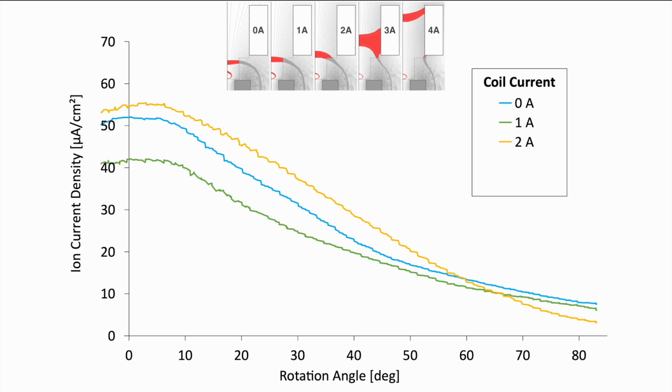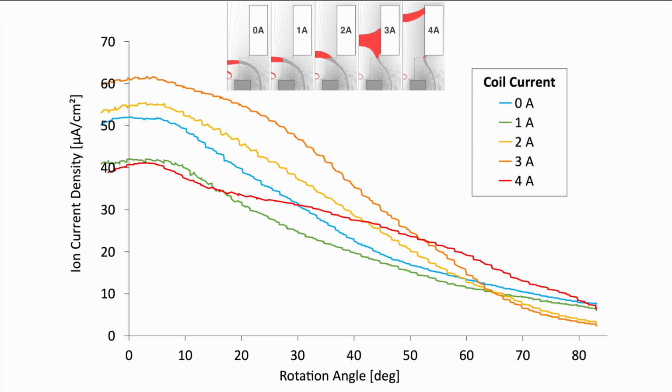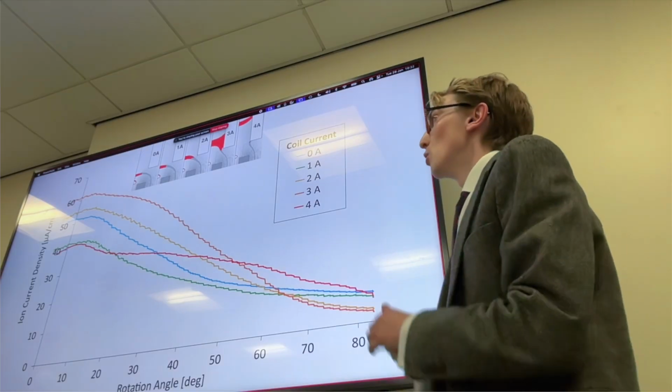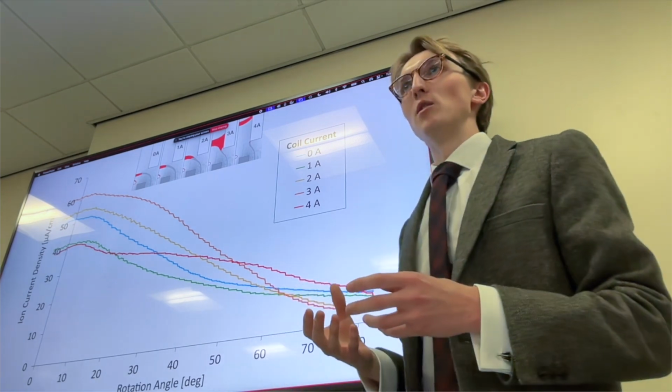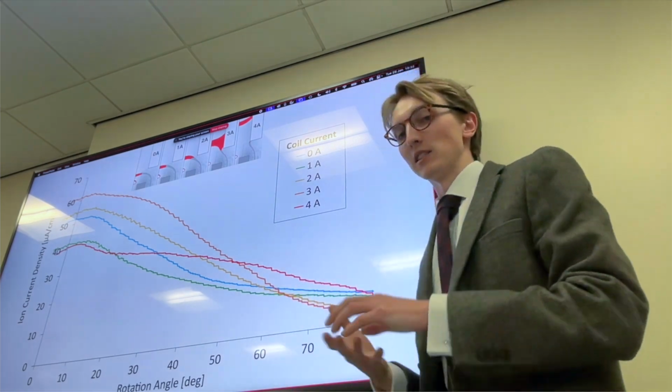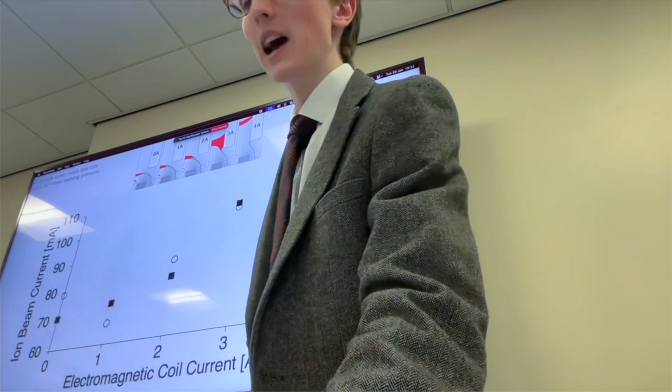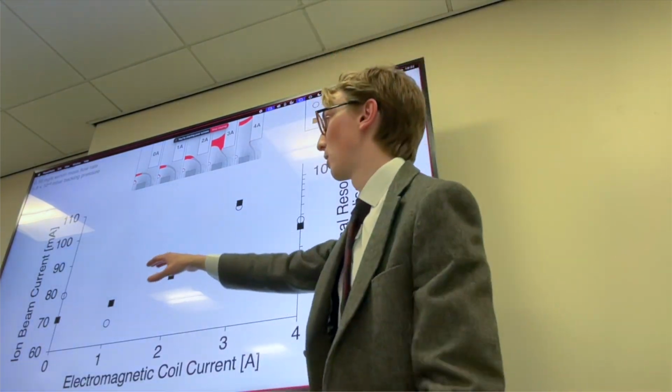2 amps, a little bit more. 3 amps, we're getting the most, which makes sense because we're getting higher performance. And then 4 amps, it drops down again. So what this shows is that the thicker resonance region is producing more ions in the plume of the ECR magnetic nozzle thruster. And by integrating those curves, we can actually plot the ion beam current.